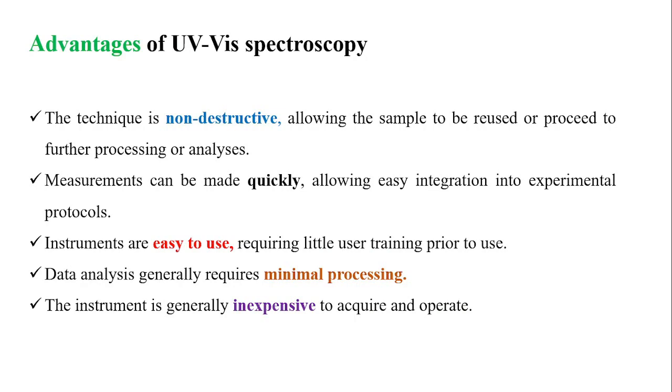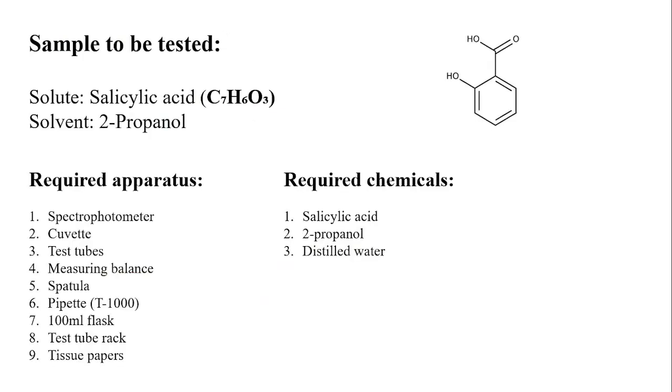These are a few advantages of UV visible spectroscopy. The technique is non-destructive, that is, it allows a sample to be reused. It is a quick technique and allows easy integration into experimental protocols. It is quite easy to use, and the data produced by the system requires minimal processing. And the instrument is usually inexpensive to acquire and operate.